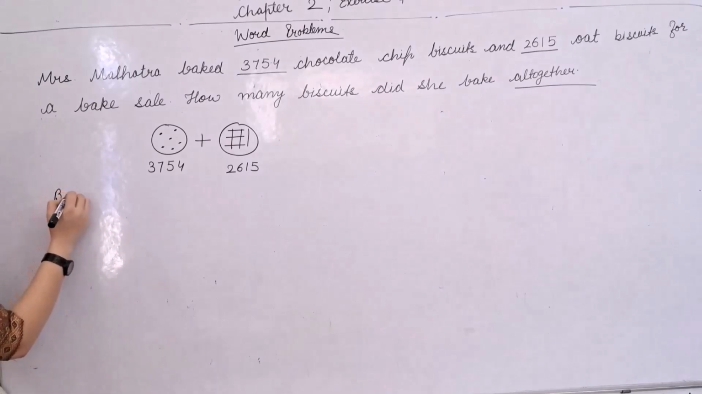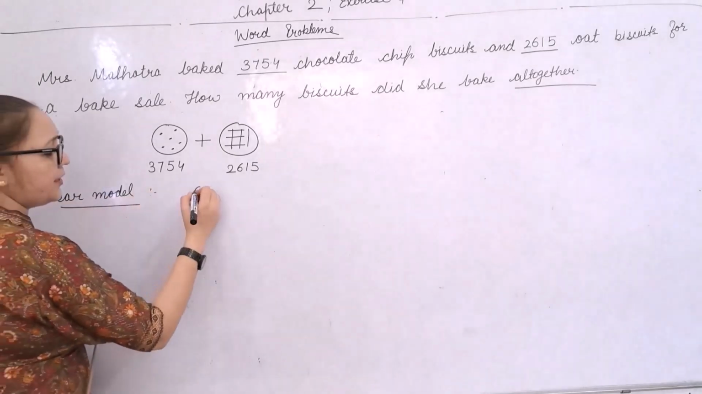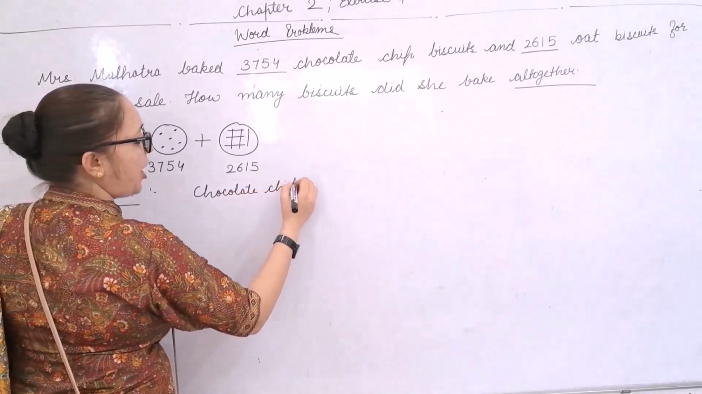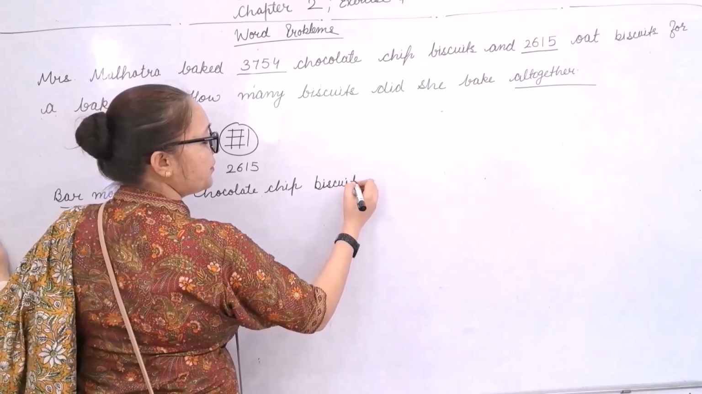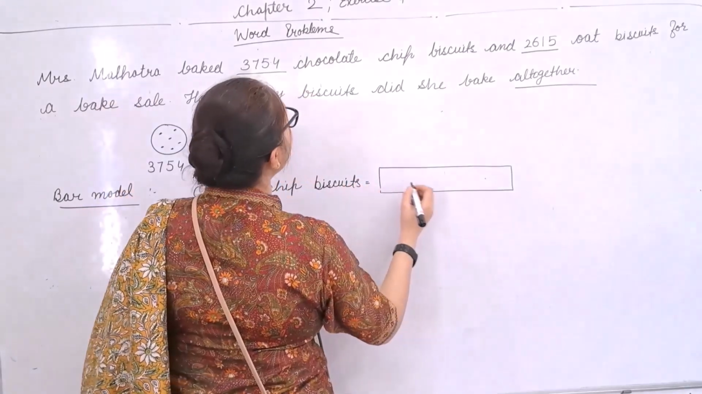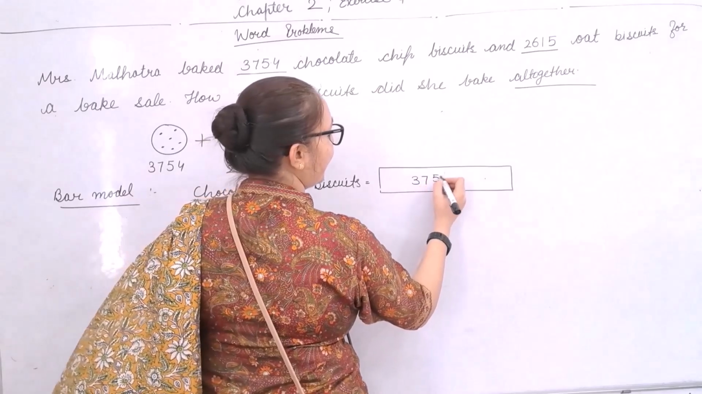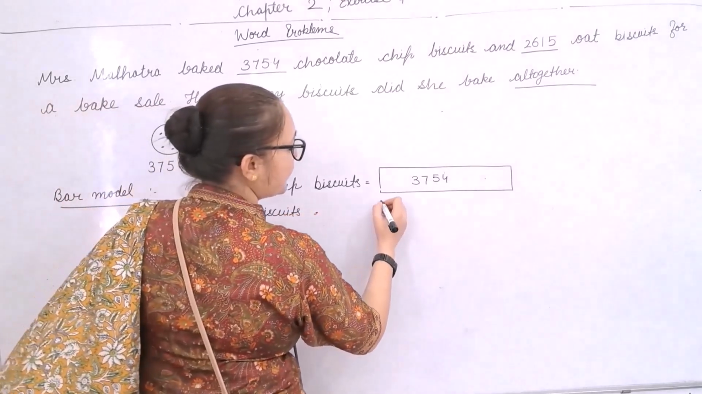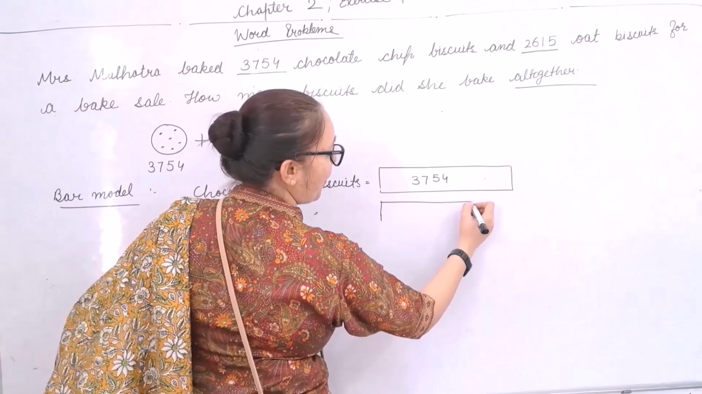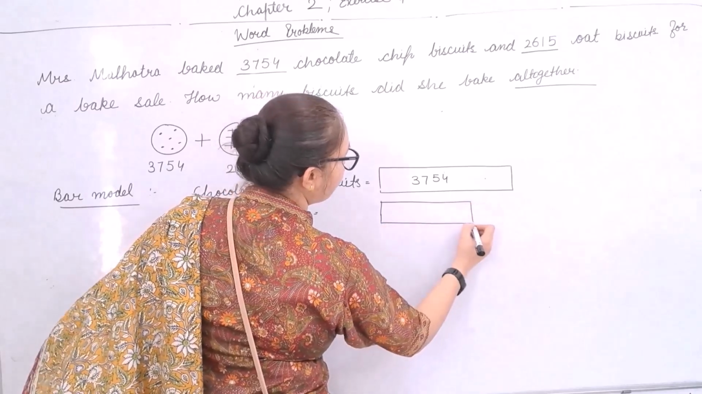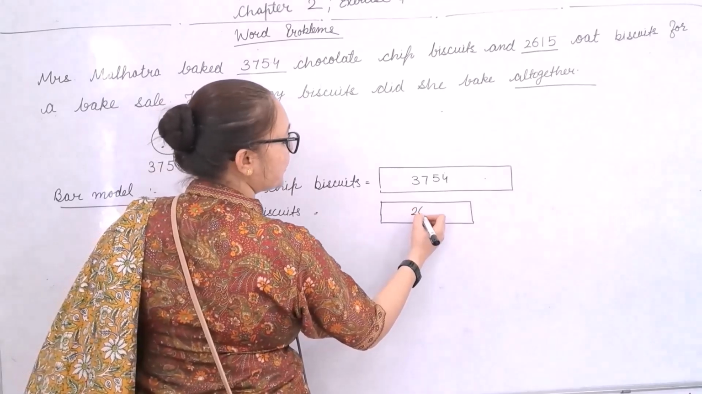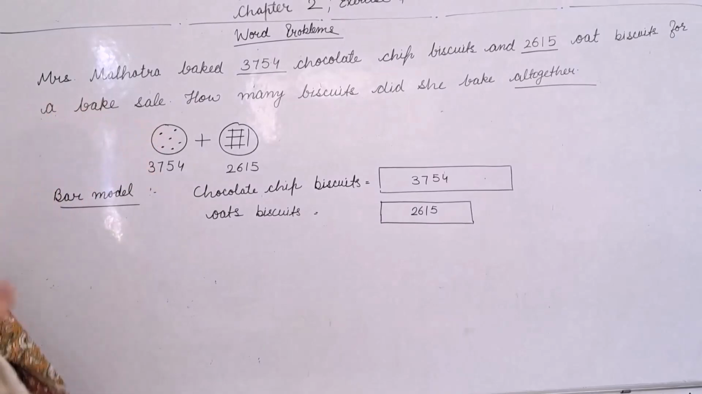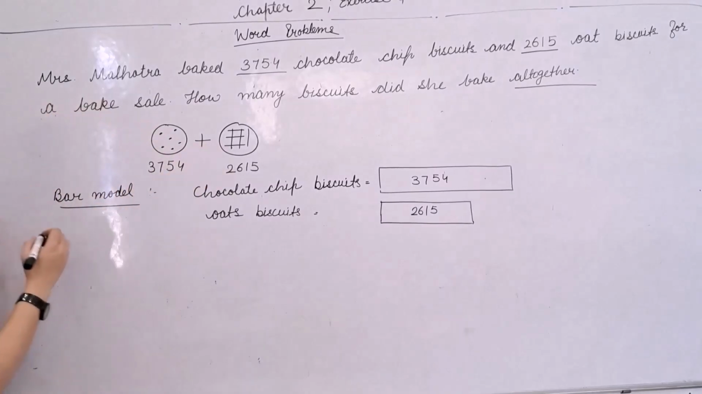First, we will create a bar model. So first we will see chocolate chip biscuits. Tell me how many are they? 3,754. And oats biscuits? 2,615. Yes. It's smaller than this number, so we will draw our bar a little bit shorter. 2,615. What are we supposed to do? How many she had baked altogether. Now we have to add them up. So let's solve the problem.